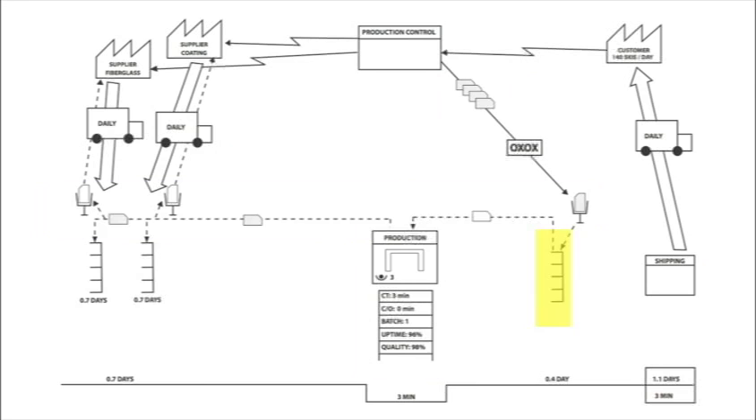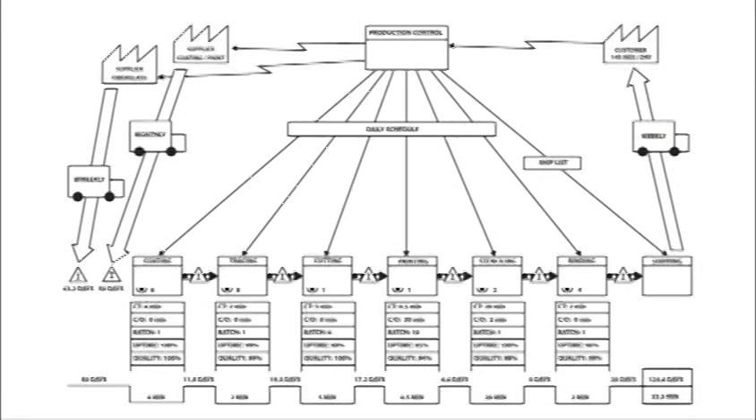Skis would be delivered daily to the customer rather than weekly. So armed with this ideal state map, we're ready to create a future state map. This is what we envision our system to look like 90 days from now. Now, the map does not appear to have changed much.